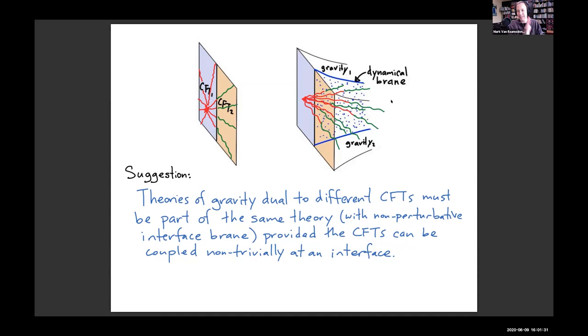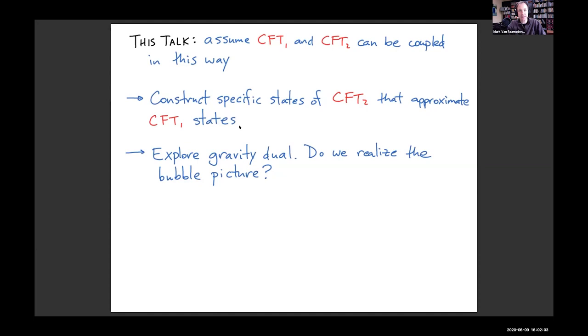So for this talk, I've got to kind of put aside this question of whether any two CFTs can be coupled together and whether there's just one quantum gravity theory. For this talk, what I want to do is just assume that my CFTs are of this type, that I have some consistent interface where the two CFTs can be coupled to one another. And I want to focus on the question of how I would construct a specific state of CFT2 that would model or approximate a given state of CFT1. Okay.